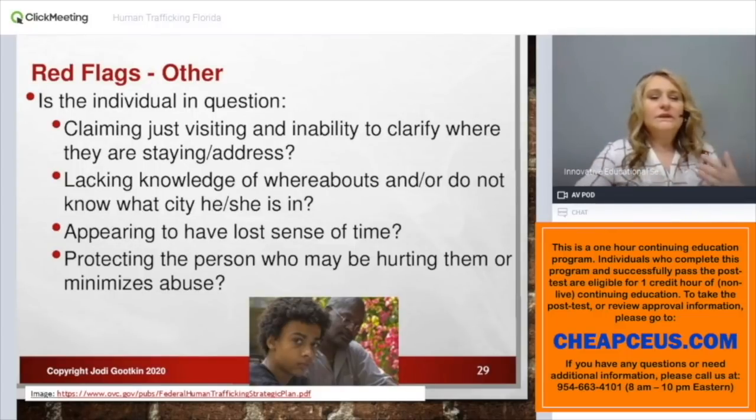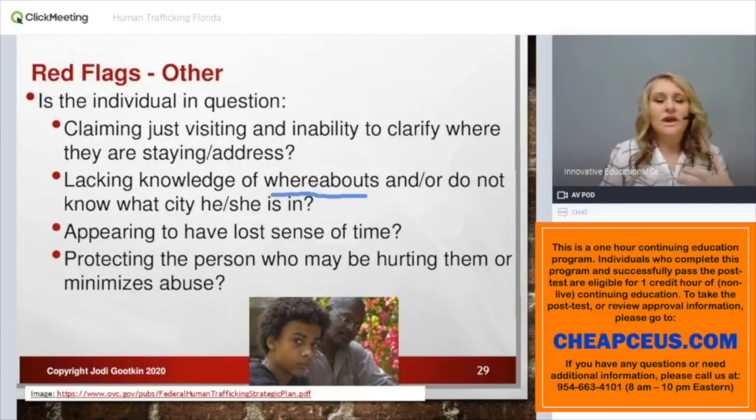If the individual really doesn't know where they are, if they have no sense of time, seasons, physical location, it might be that they're being moved around so much and maintained in the same work and home living environment that they do have no sense of the world and what's going on, that it might be a potential concern.